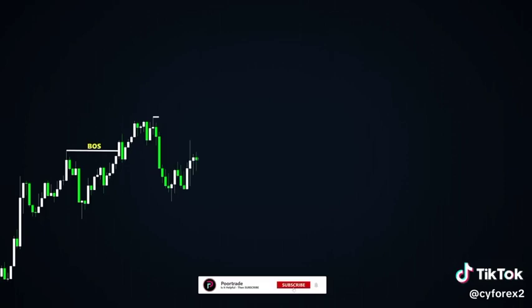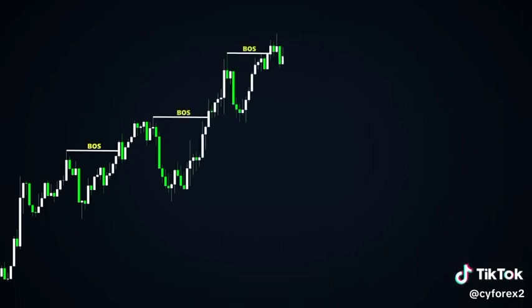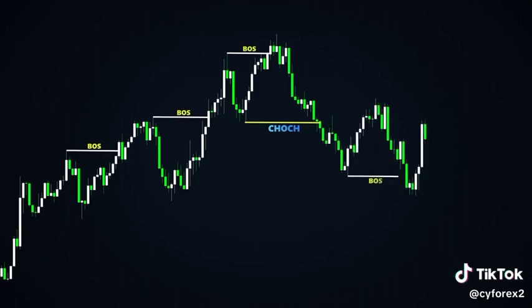Now let's talk about change of character. This one tells a different story. Let's say the market was in an uptrend, but this time, price doesn't break the last high. Instead, it forms a lower high and then breaks below the last low. That's your change of character. It's the first clue that the trend might be changing. The uptrend could be over. The market might be turning bearish. So when you see a change of character, it's time to pay attention. You might stop looking for buys and start watching for possible sell setups.